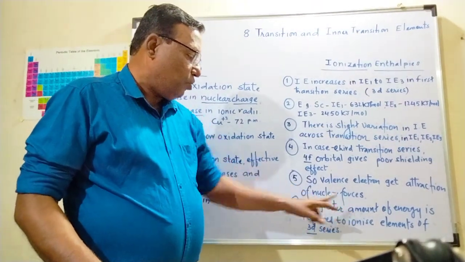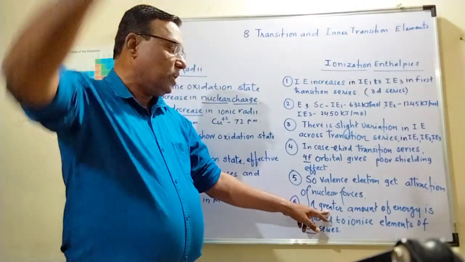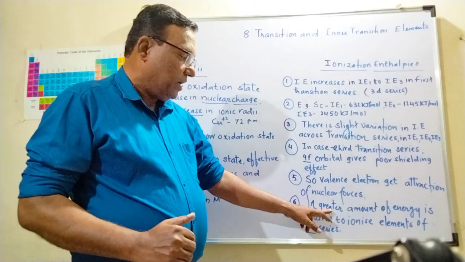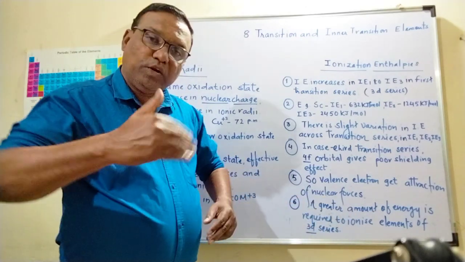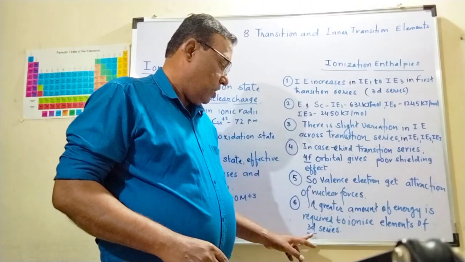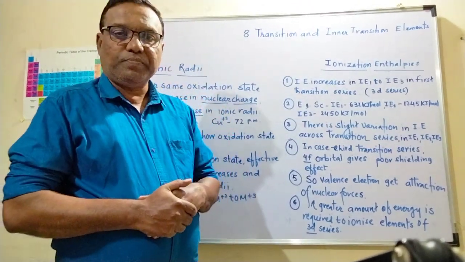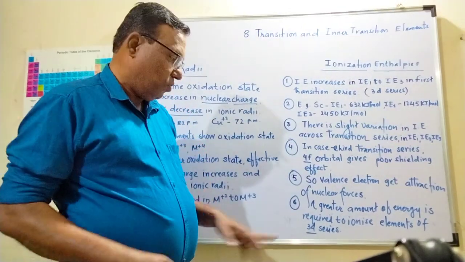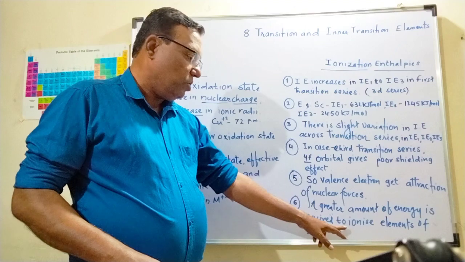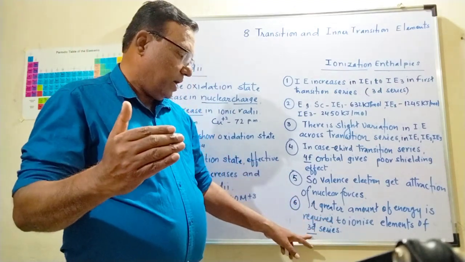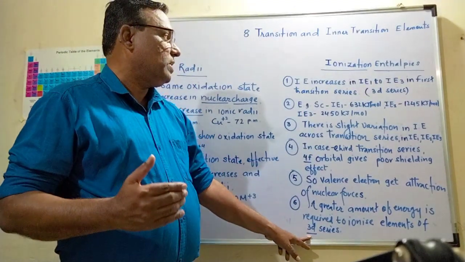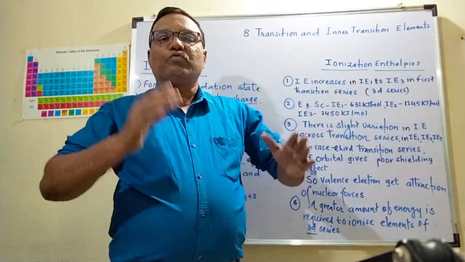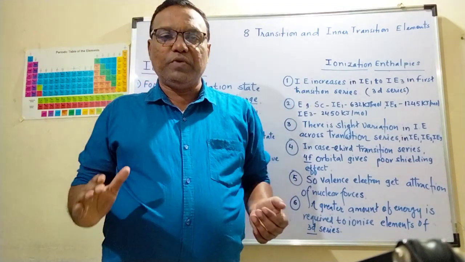Point number 6, therefore a greater amount of energy is required. Why? A greater amount of energy is required to ionize elements of the 3D series. Electrons are pulled toward the nuclear forces, therefore a greater amount of energy is required to ionize elements of the 3D series, and therefore there is an increase in the ionization enthalpy. So very important 2 points today we have seen.